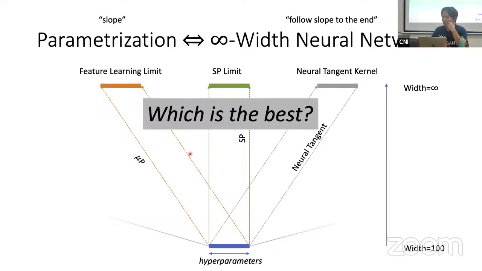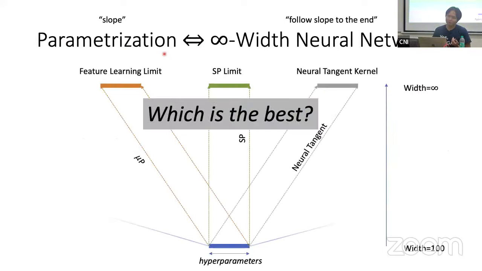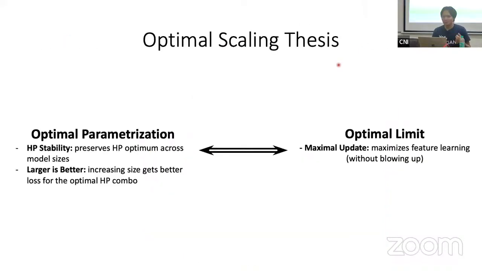Okay, so this brings us to what I call the scaling thesis, which is just that the optimal parameterization corresponds to exactly the optimal limit. Now compare this with previously, where I said parameterization corresponds to infinite width neural networks, which is obvious. This is less obvious, that optimal parameterizations correspond to the optimal limit. The way I phrase it makes it sound obvious, but to arrive at this conclusion, it takes a little bit of thinking.